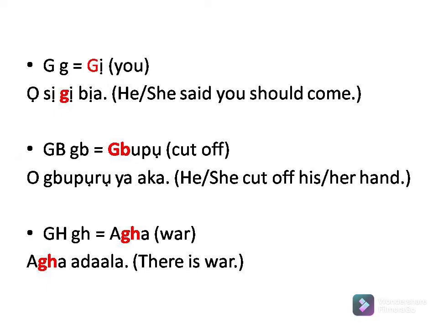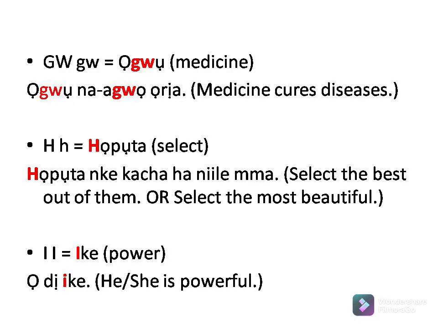And the next letter is R, and you can find it in a word like agha. Agha means war. And in the sentence we have agha adala, which means there is war. The next slide we have Gu. You can find it in a word like ogwu. Ogwu means medicine.